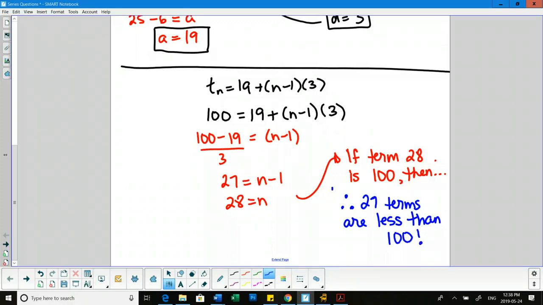Okay, so that part of it, you just need to use your common sense, right? If I find that the 28th term is 100, then of course I don't want to include that in my number of terms. Then 27 will be under 100.